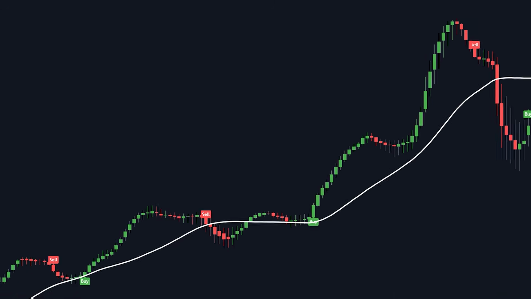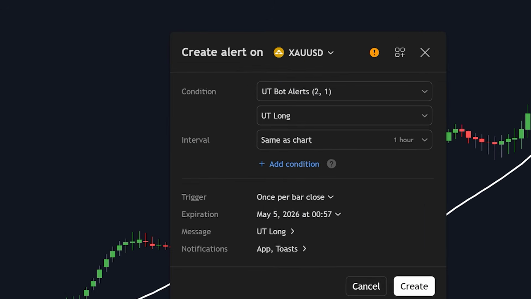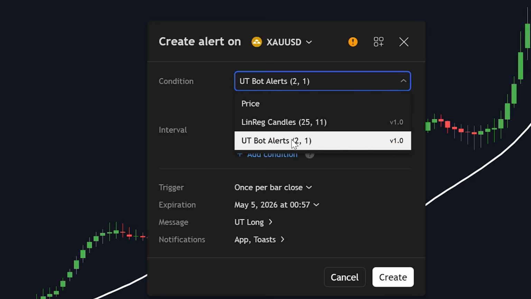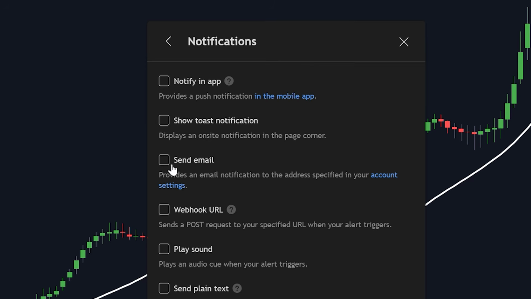Buy signal with candles above the line, long. Sell signal with candles below, short. If they don't agree, you wait. And here's the bonus. Set alerts directly on the UT bot, triggered on bar close, connected to your phone or email. You don't have to watch the screen all day. The system notifies you when a confirm signal appears. You check the regression candles and you decide.